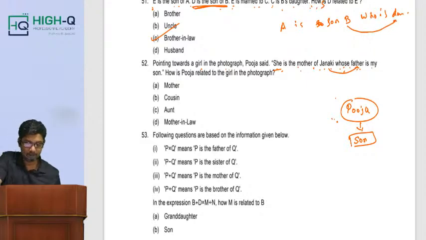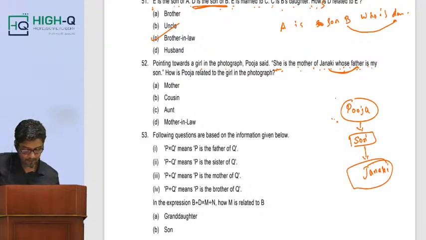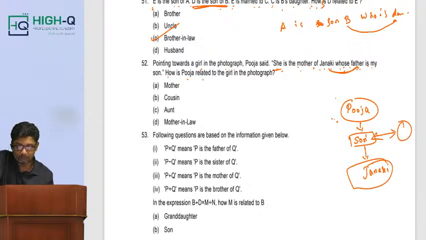So here, Janaki has got a father. That father is my son. That means the mother is the son's wife. Now listen here. How is Pooja related to the girl in the photograph? Mother-in-law.